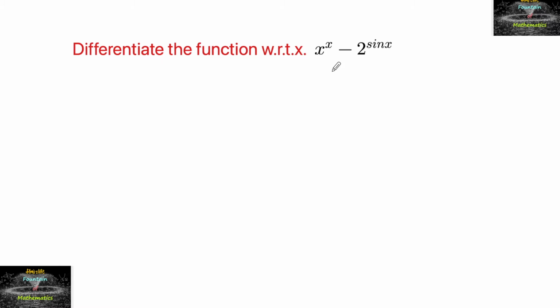Differentiate the function with respect to x: x to the power of x minus 2 to the power of sin x. So let us consider y is equal to x^x minus 2^(sin x). Let me consider there are two functions here, u is equal to x^x and v is equal to 2^(sin x).